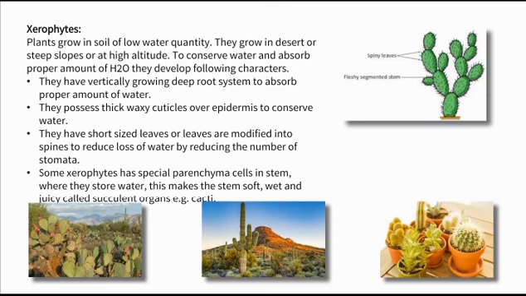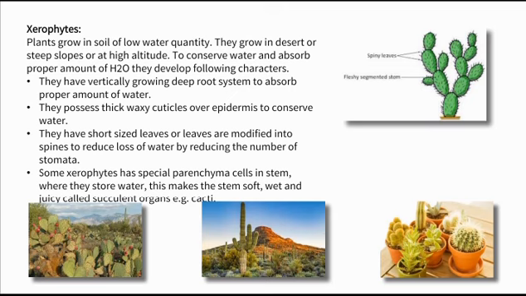Now you can feel by touching the aloe vera plant a waxy surface. They possess a thick waxy cuticle over the epidermis to conserve water. They have short sized leaves or leaves are modified into spines to reduce loss of water by reducing the number of stomata. Some xerophytes have special parenchyma cells in the stem where they store water. This makes the stem soft, wet and juicy, called succulent organs, like cacti.